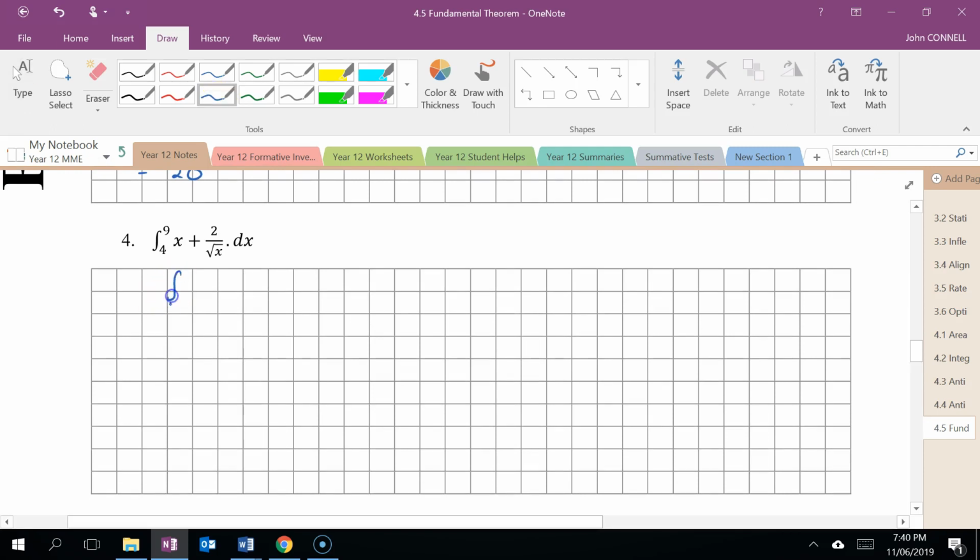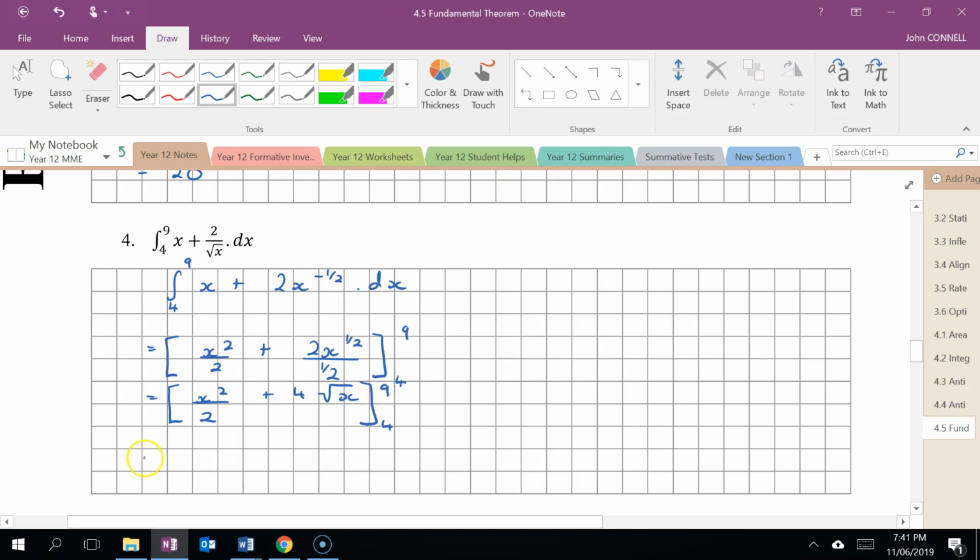Okay, with this one, it's going to be the integral from 4 to 9 of x plus 2x to the minus a half, so we'll just put it in power form first. So if I find the integral, x is just going to go to x squared on 2, plus now it's going to be plus 1 to the power, so we're going to get x to the power of a half, divide by the new power. The 2 is also going to be out the front, so we're going to be dividing by a half, and we're going from 4 to 9. If I divide by a half, I'm multiplying by 2, so I'll get x squared on 2 plus 4 root x from 4 to 9.